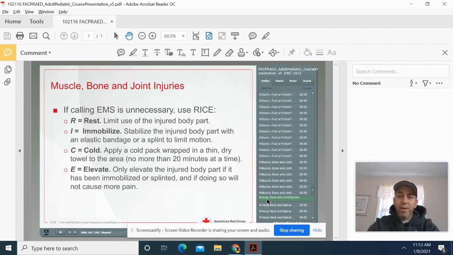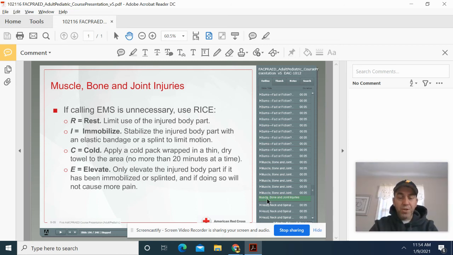Okay. Elevate. Now, if we can move the body part, like if it's an arm or a leg, without causing more pain, we want to elevate it. That will also reduce the swelling. But remember, it comes back to this: our safety comes first, and we don't want to do any further harm. So you're only doing immobilization or elevation if it's not going to cause further pain or further harm, and we have to move the person. Okay? So again, if you don't have to move the person, let them rest if the scene is safe.